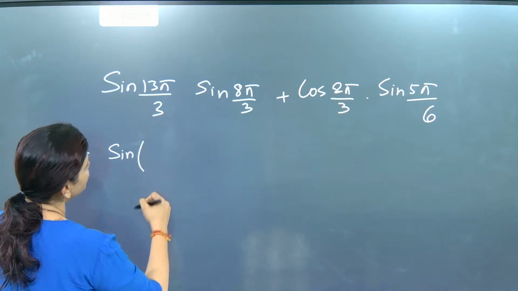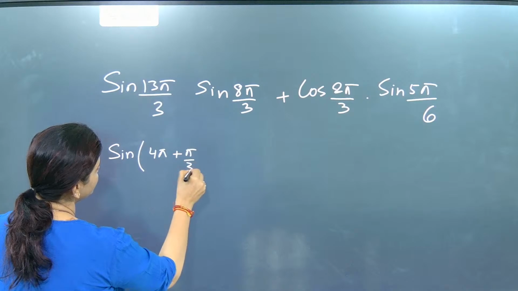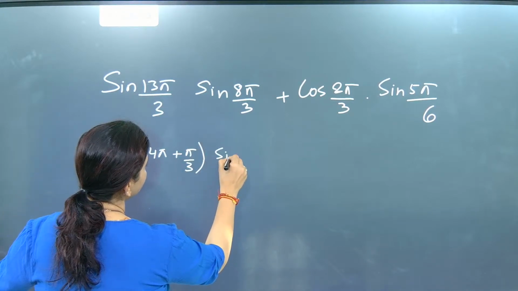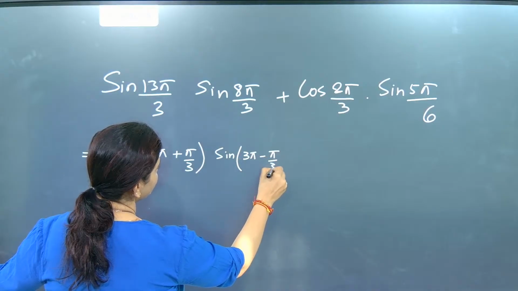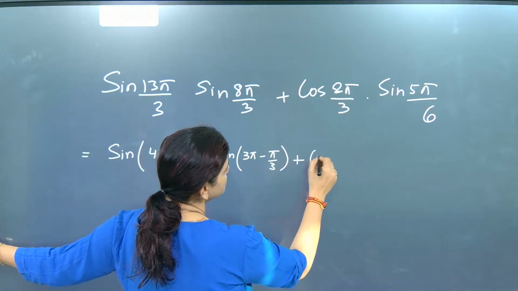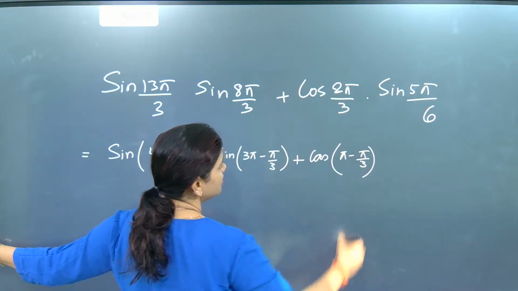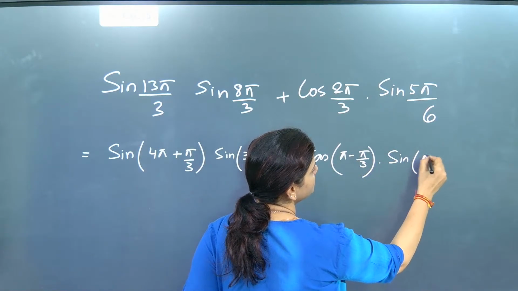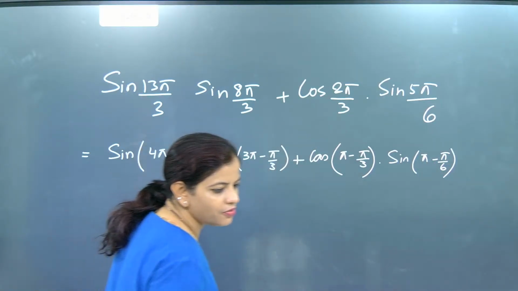Sine, 3 4s are 12, so here 4 pi plus pi by 3. You see 12 plus 1, 13. Now here sine, 3 3s are 9, 3 pi minus pi by 3. Take 3 3s are 9 minus 1 will become 8, plus 3 1s are 3, that is pi minus pi by 3. Done. And then sine 6 1s are 6, pi minus pi by 6. Done, beta. Good morning, Lucky. Vikas, good morning.